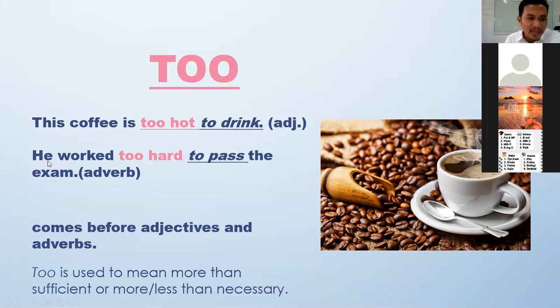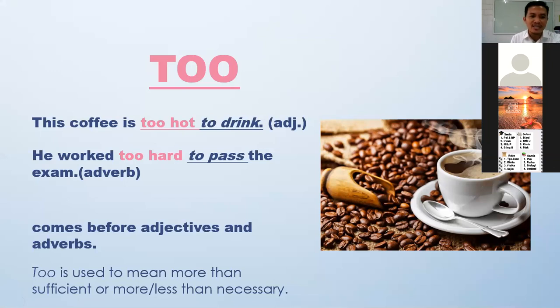Another example, he worked too hard to pass the exam. Okay, here look at what is happening after too here. Kata apa di setelah too? Itu diikuti oleh apa? Adverb. Hard itu adalah adverb, kata keterangan. He works hard, dia bekerja dengan giat. Giat is hard, in English is hard.